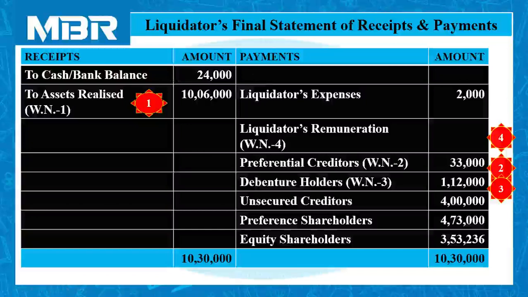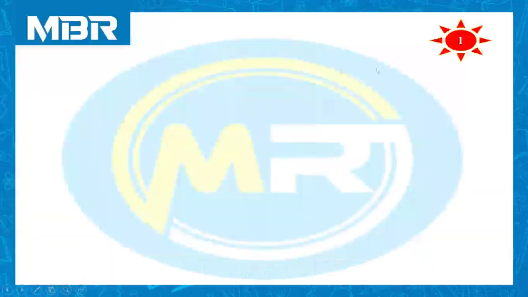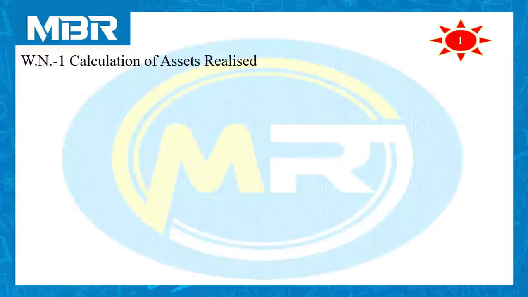Second, assets realized. During the course of this liquidation, the liquidator of the company has realized so many assets, and in order to prepare our calculation in a proper way, it is necessary for us to prepare a working note. Working note number 1 is related to the calculation of assets realized by the liquidator.